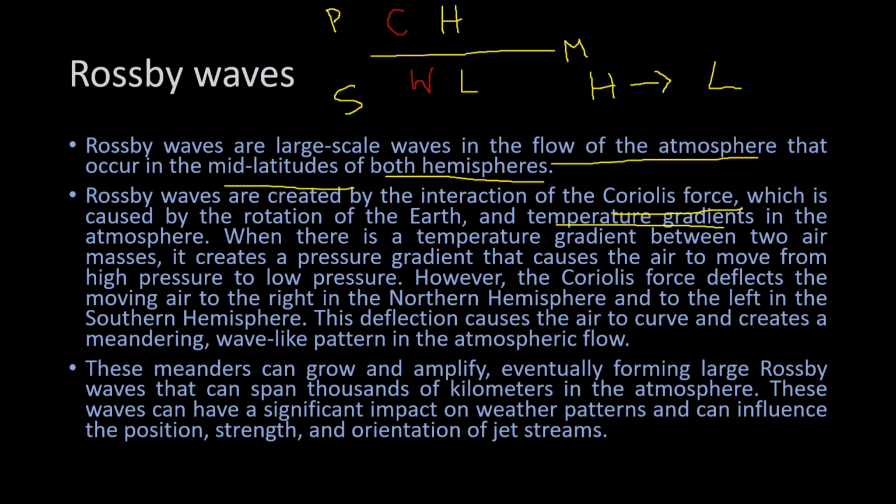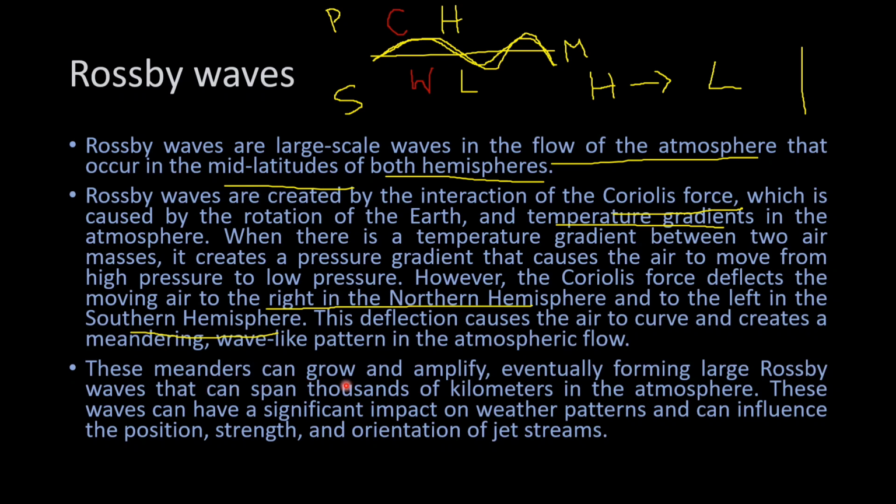Whenever this movement happens, the Coriolis force deflects the moving air to the right in the northern hemisphere and to the left in the southern hemisphere. We already discussed this. This deflection causes the air to curve and create meandering. So the deflection by Coriolis force leads to this meandering effect, that is, from a stationary situation it transforms into a meandering situation, or a wave-like pattern in the atmospheric flow.